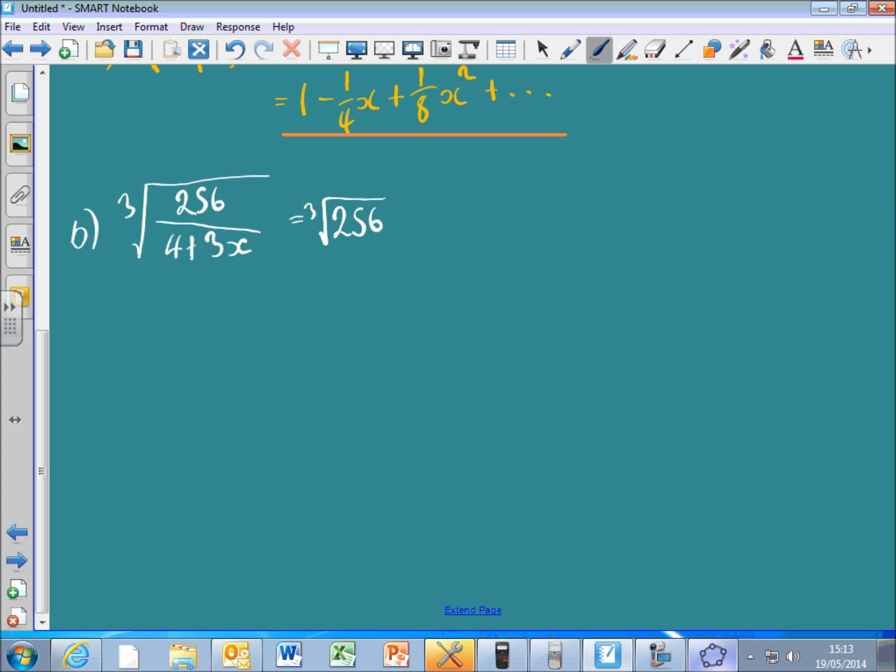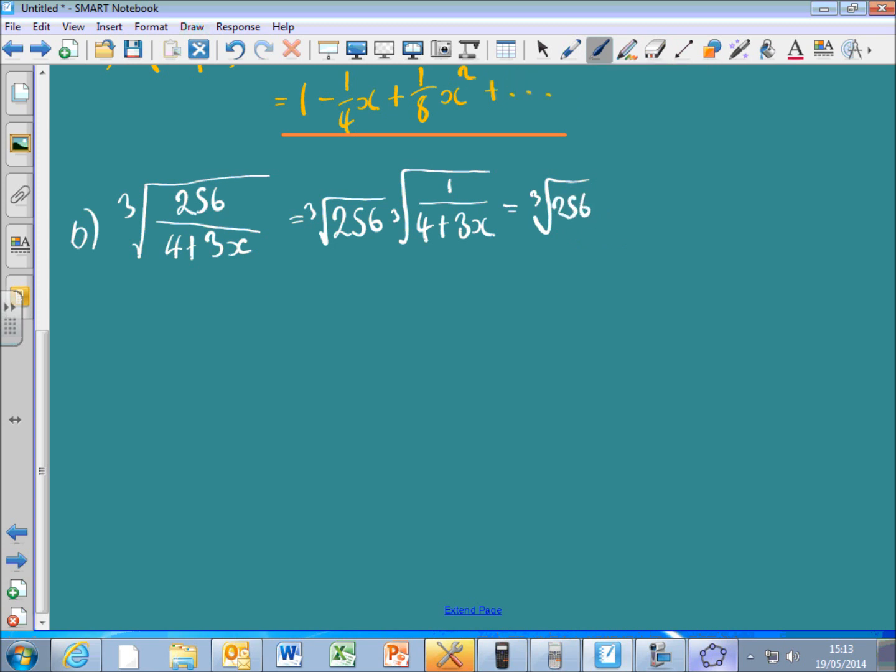This is the cube root of 256 multiplied by, let's keep it like this for the time being, the cube root of 1 over 4 plus 3x. Is everyone happy we can do that with surds? I've just broken that apart. And I think what we're going to do then is do what Taz said we would do. I'm going to keep the cube root of 256.